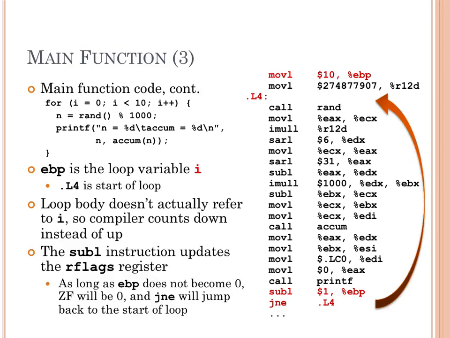Sub L updates the flags register because arithmetic operations do. Okay? And so then the very next operation is, hey, let's just look at the 0 flag, and if the 0 flag is not set, go back to the top of the loop again, because I have more things to do. Okay, so that becomes pretty straightforward.